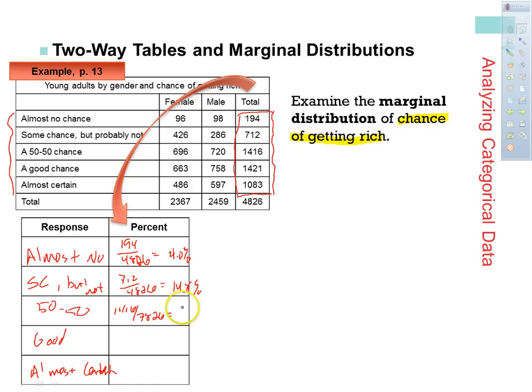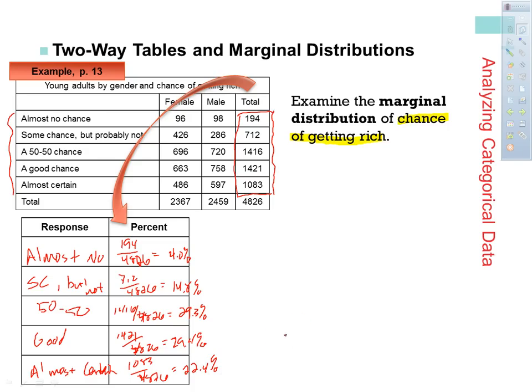which gets us about 29.3%. And then for the good chance, there's 1421, which gets us about 29.4%. And then 1,083 out of, this is supposed to be 48, not 78, but you knew that, which gets us about 22.4%. Okay? So that's our marginal distribution.